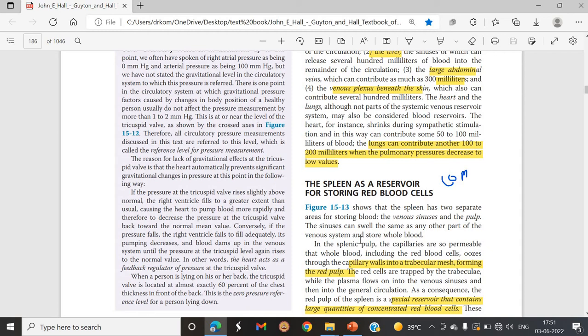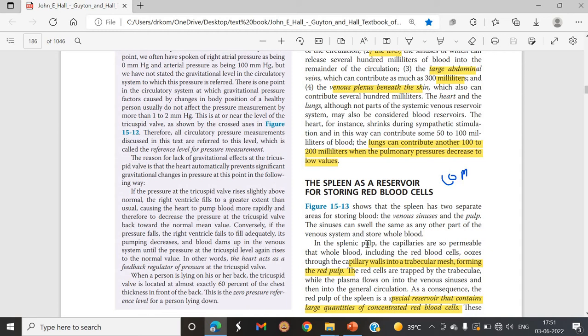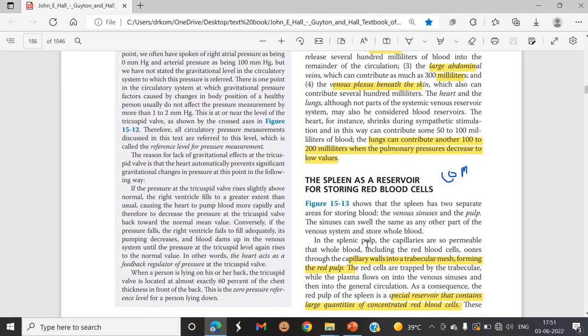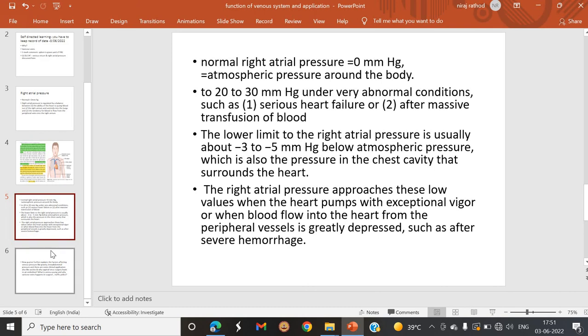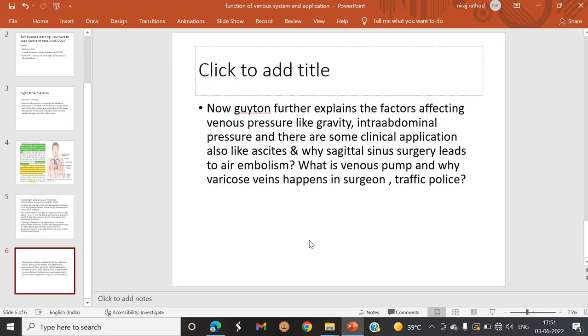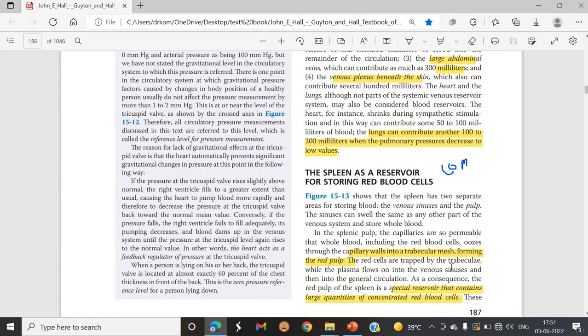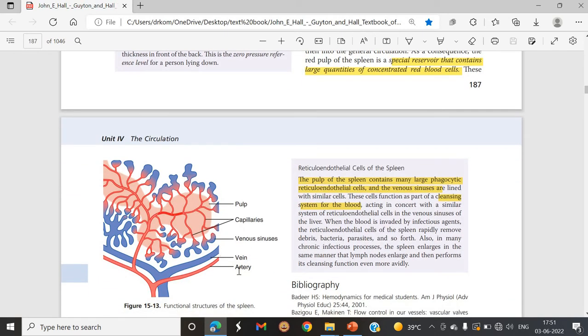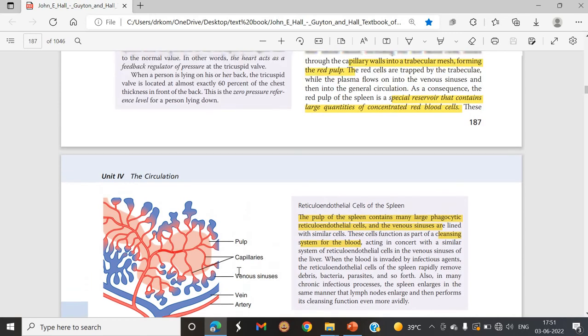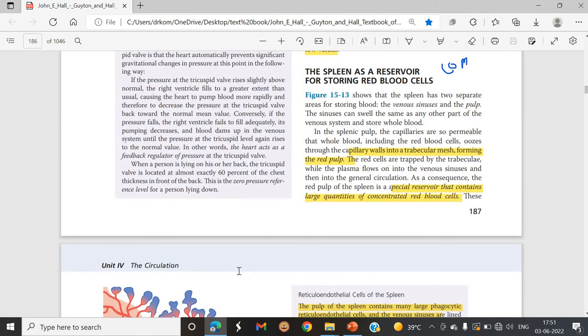Okay, ready? And now in the end you will see that there was a comment: spleen is a graveyard. Spleen is a graveyard for RBC. This is a comment which is asked frequently. So why? For that they have discussed in great detail the structure of the spleen, which you know already by anatomy.